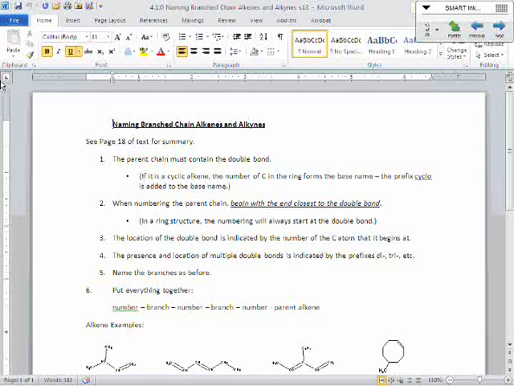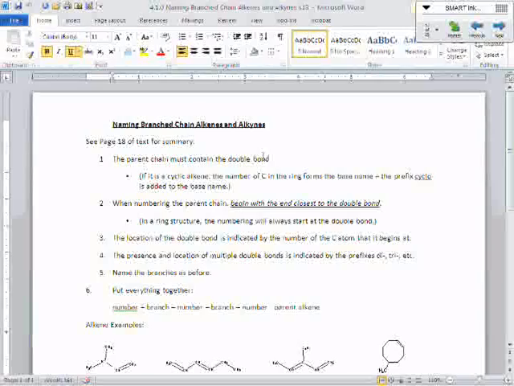So I'm now going to switch back to this PowerPoint right here, naming branch-chained alkenes and alkynes. It's actually easier to name alkenes and alkynes. The parent chain must contain the double or triple bond. So it's now not the longest chain necessarily, but it's the longest chain that contains the double bond or triple bond. Because remember, we called that special group of atoms the functional group, and the functional group must always be in the parent name. It's what defines what the molecule is.